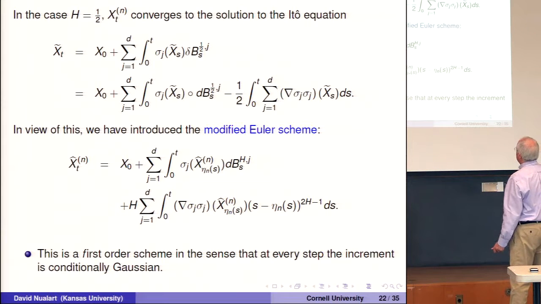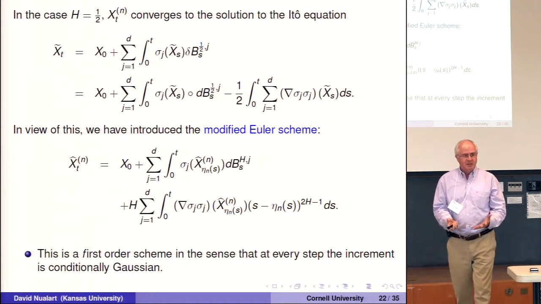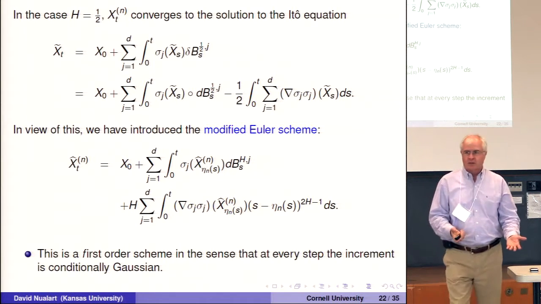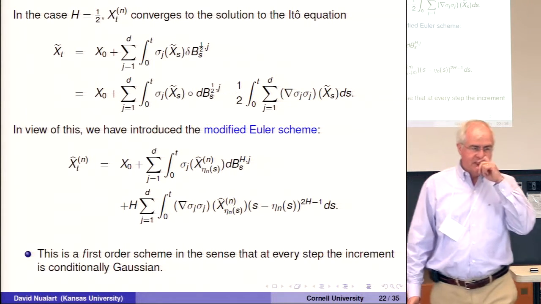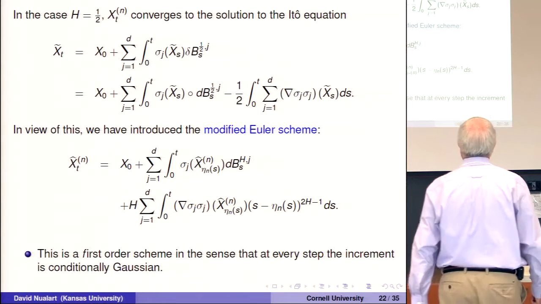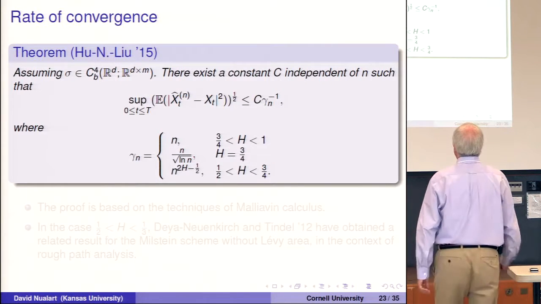So that's what we call the modified Euler scheme. And then what we want is to study this scheme, its rate of convergence and the fluctuation of the error, and that's what we have here. Okay. So I'm going to present some results about this modified Euler scheme. And here is the first result.